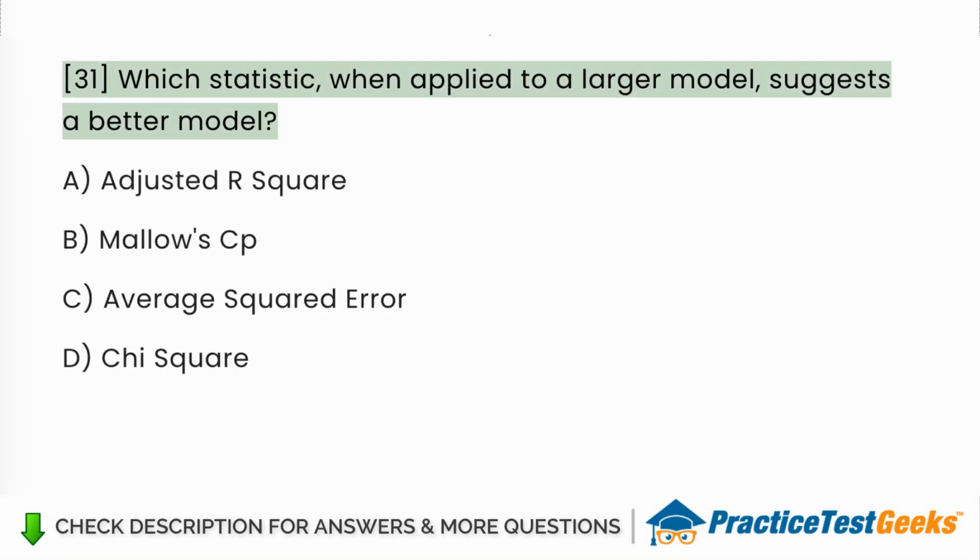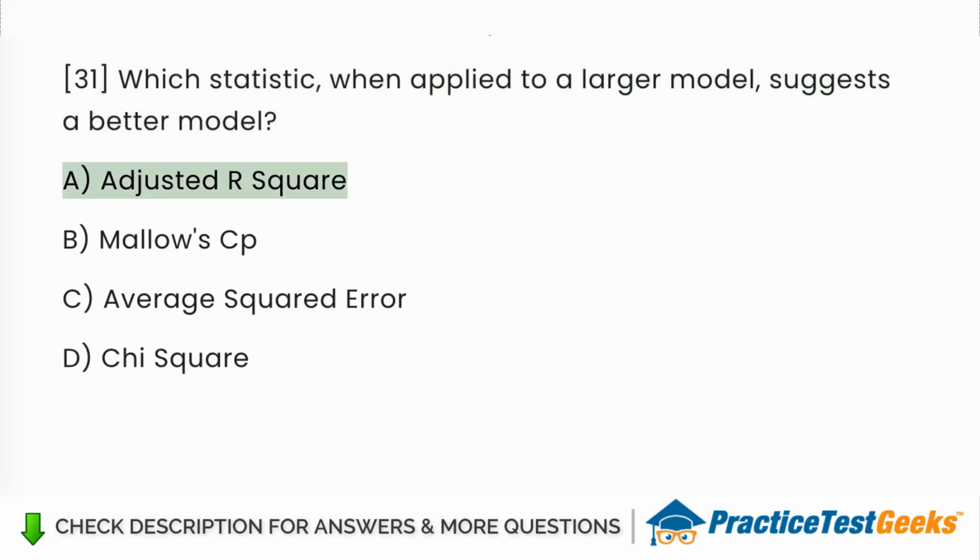Which statistic, when applied to a larger model, suggests a better model? A. Adjusted R-square. B. Mallows' Cp. C. Average squared error. D. Chi-square.